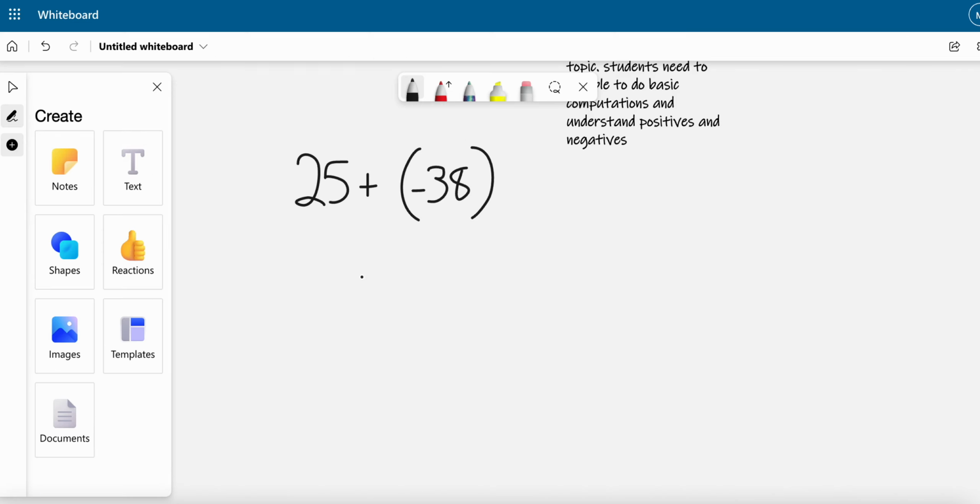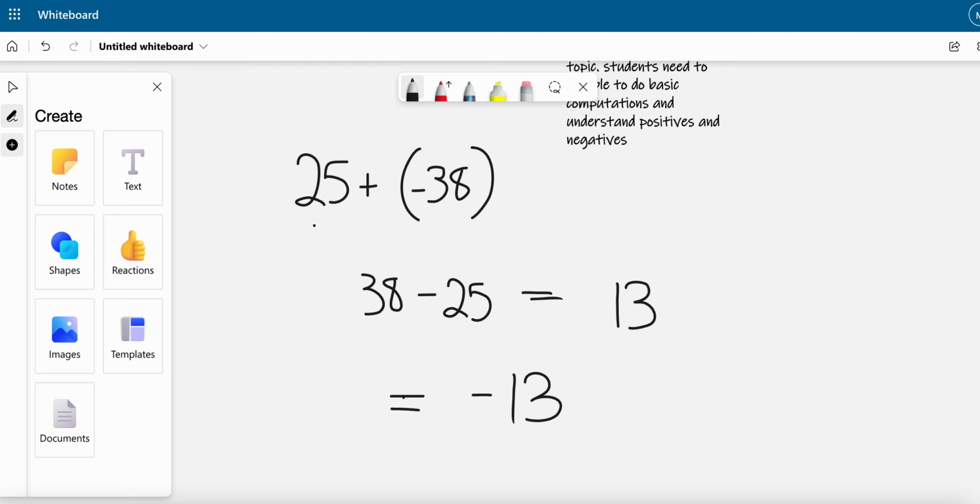So the absolute value of 38 is 38. The absolute value of 25 is 25. I'm going to subtract those. 38 minus 25 comes out to 13. And since the number with the bigger absolute value is negative 38, it's going to be a negative 13. In that case, it would be like you still owe $13. You paid back 25 of them, but you still owe $13 of the 38 you originally owed.